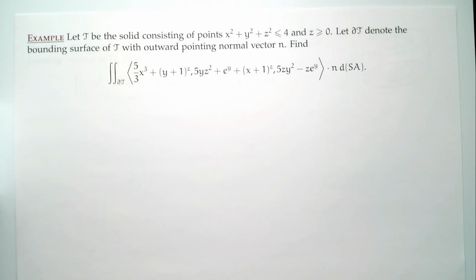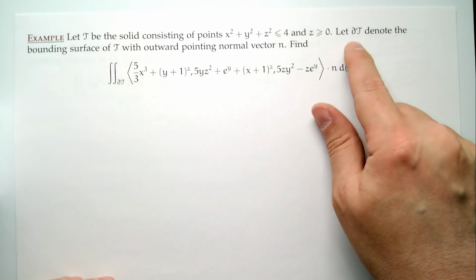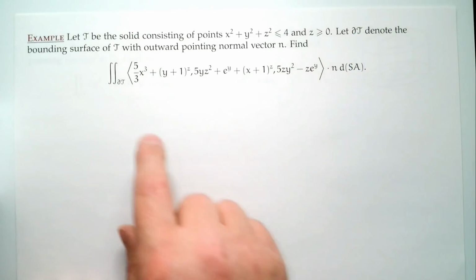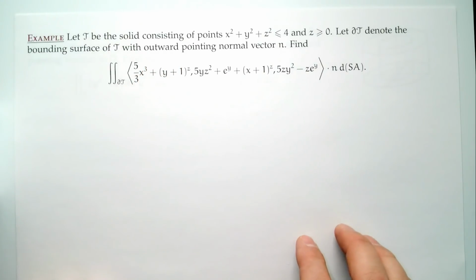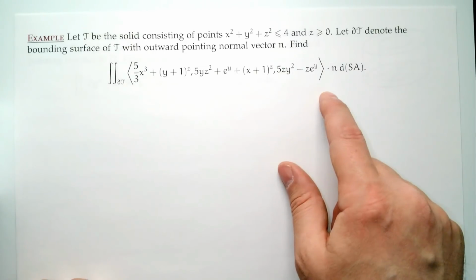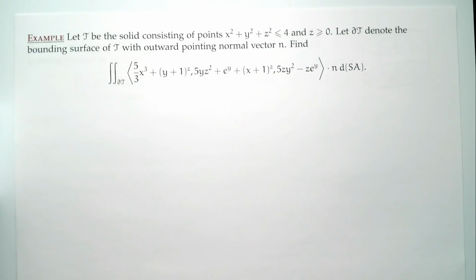All right. Let the boundary of the solid have outward pointing normal vector n. Find the integral on the boundary of this crazy expression dot n dS. What's our tool? Is this a Stokes problem, or is this a divergence problem? And how do we know?